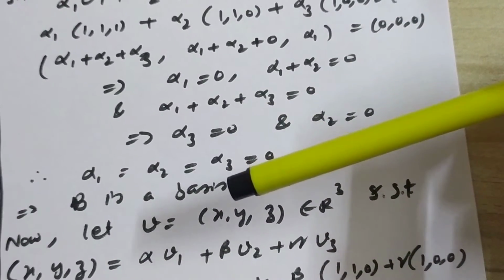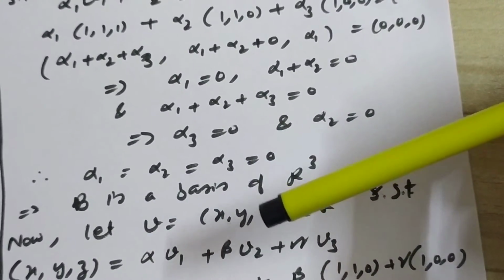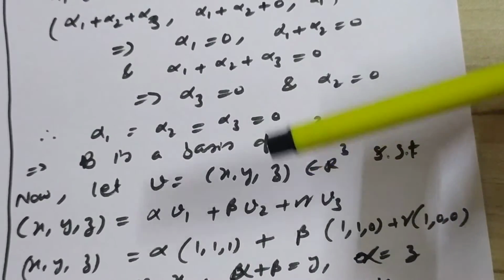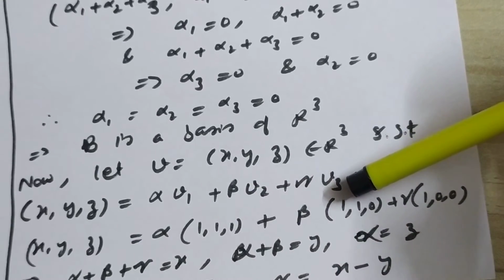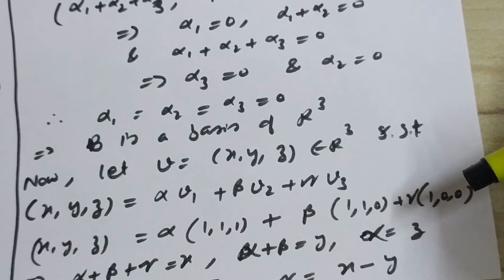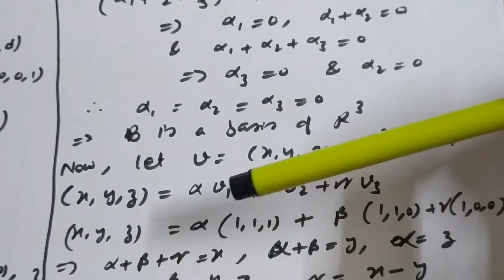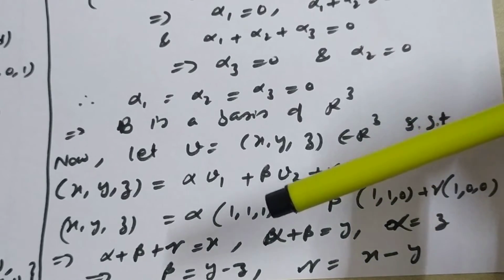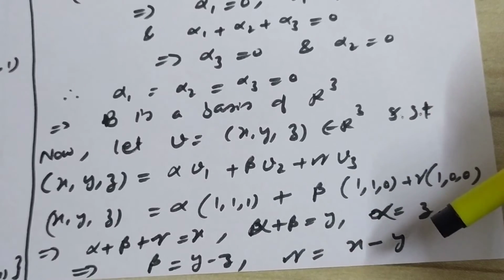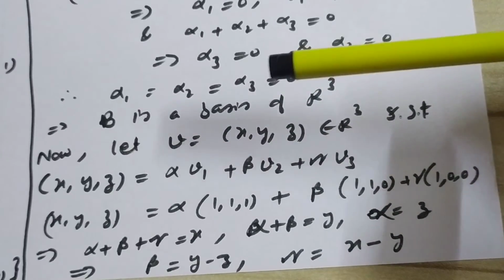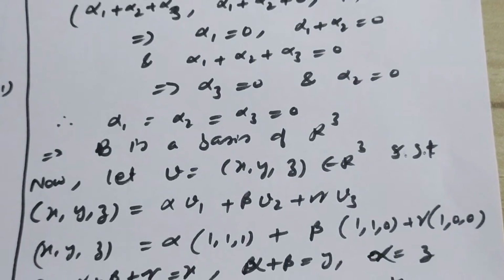So any element v equal to (x, y, z) is equal to alpha v1 plus beta v2 plus gamma v3. So v1 is (1,1,1), v2 is (1,1,0) and v3 is (1,0,0). You make some algebraic manipulation over here and you will get alpha is equal to z, beta is equal to y minus z and gamma is equal to x minus y. That is, you are finding alpha, beta and gamma in terms of x, y and z.